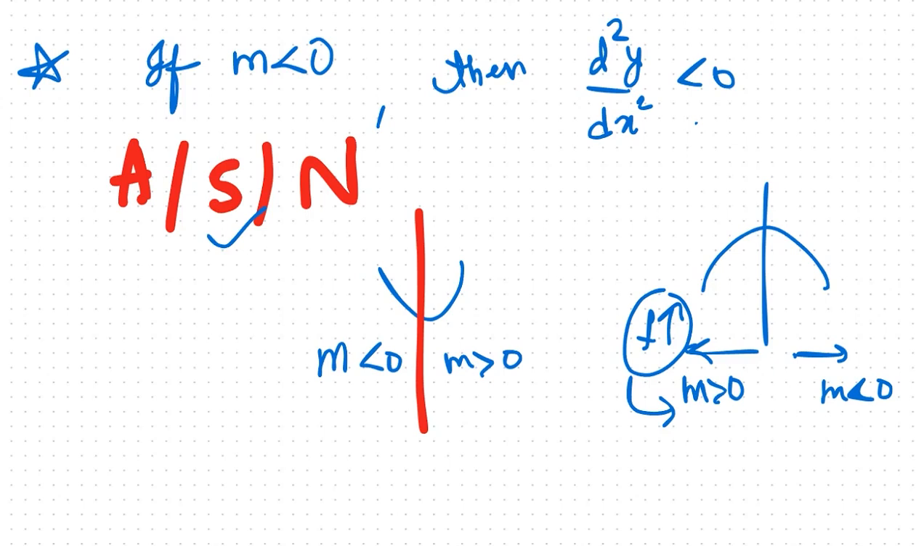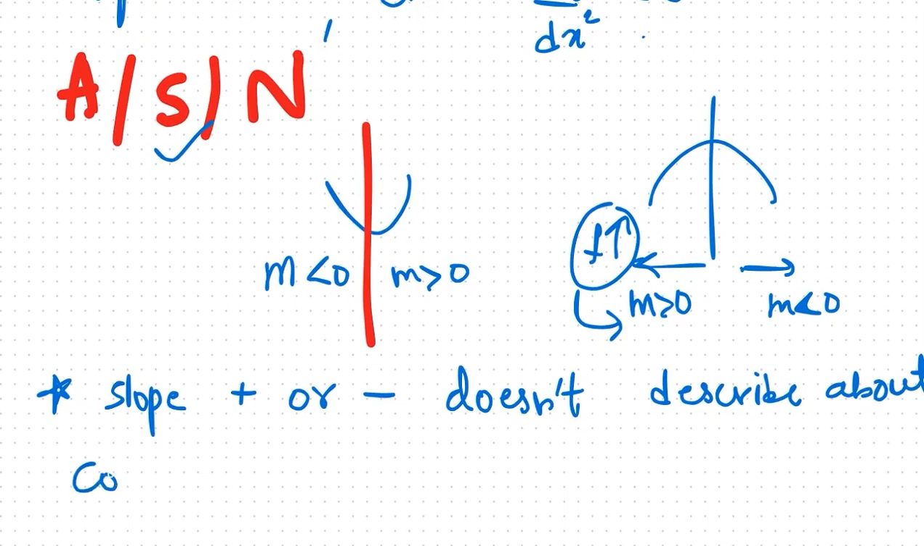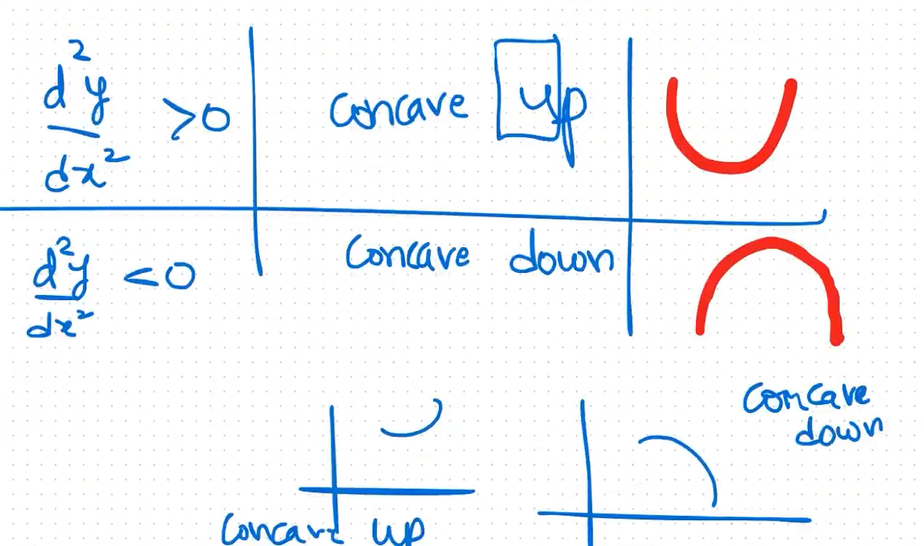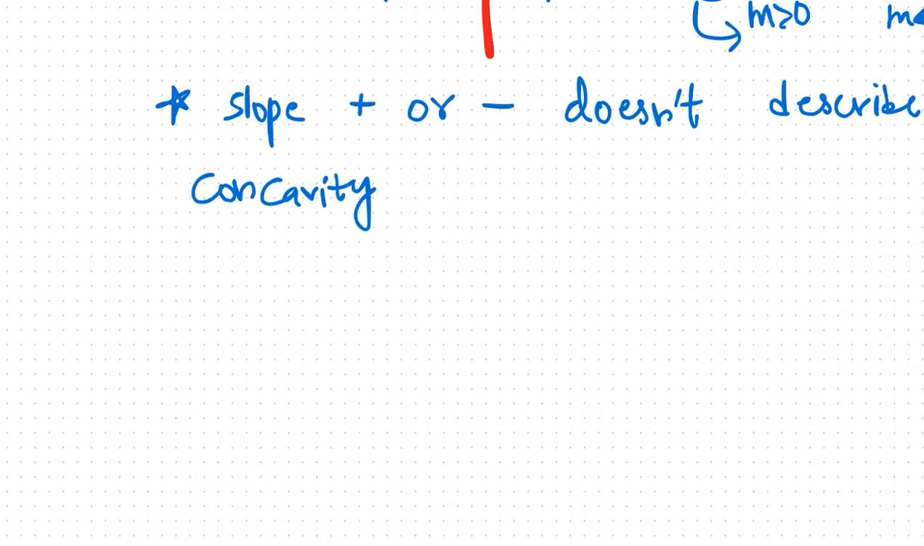Okay, I hope it is clear. So, note, slope, positive or negative, doesn't describe the concavity. True or false? It doesn't talk about concavity, correct? Whether it is positive or negative doesn't matter. It can be both. Okay, next. This is about calculus. If you understand these things, it is easy to interpret the graphs.